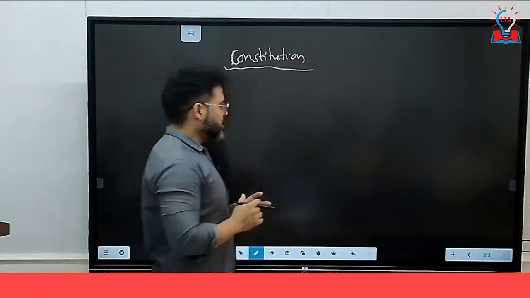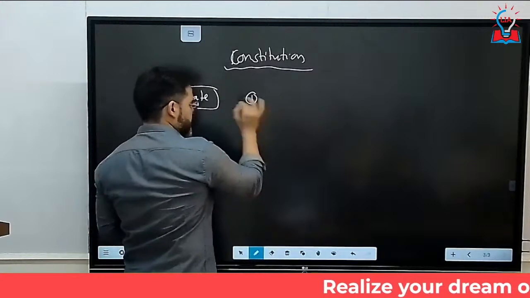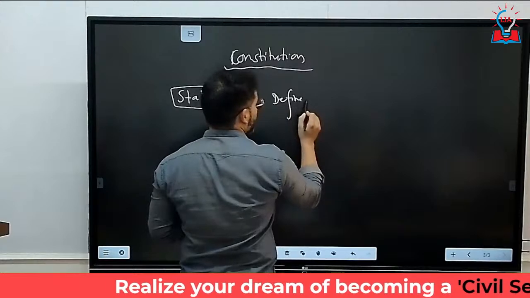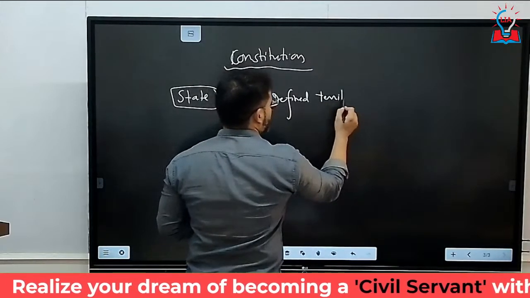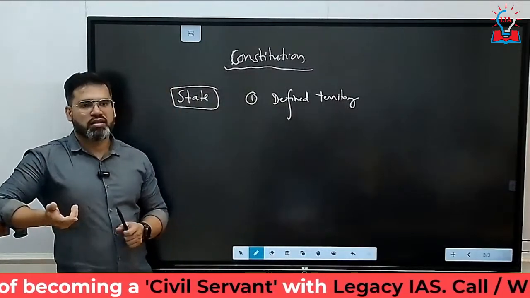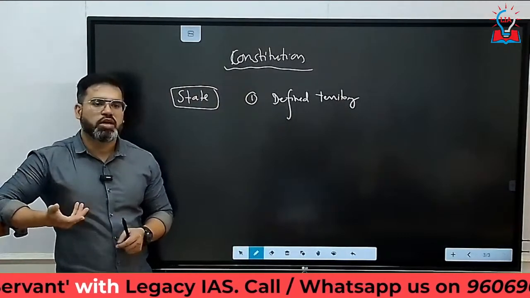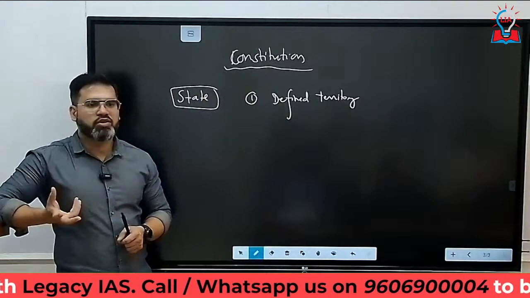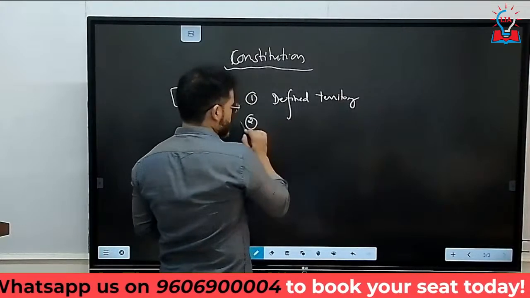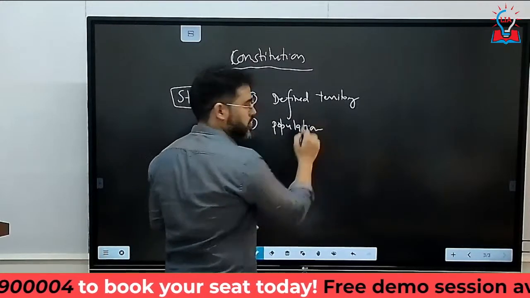State के लिए first important definition is how we can consider this a state. Some elements are required for the state. One element is defined territory. Correct? अगर आपके पास like Palestine struggling or not, whether they can call themselves a state or not, because they are not able to define the territory. Correct or not? Second important is population.